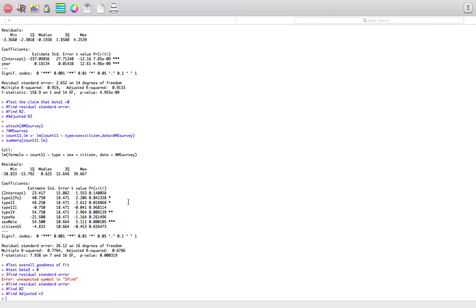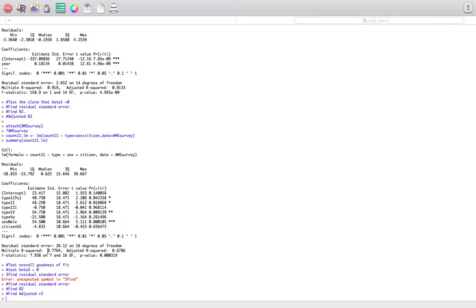Okay? All right. Now let's test beta 3 equals 0. So which one's beta 3? Well, this is 1, 2, 3. That is, the type 3 is beta 3. So let's see what the p-value is. It's 0.968. Is that less than 0.05? No. So we fail to reject. Okay, residual standard error, 26.12.